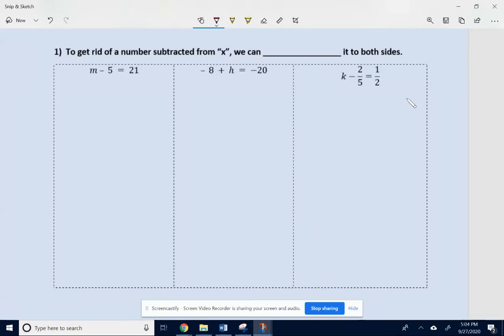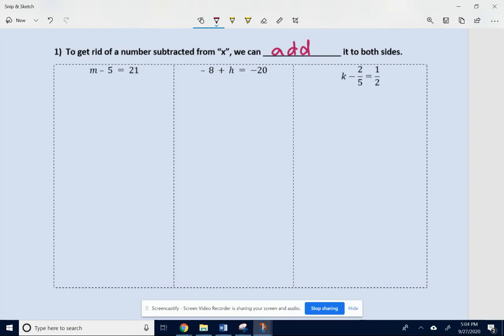Okay, so the first type of problem we're going to look at is when you have a number subtracted from your variable. To get rid of a number subtracted from your variable, usually x, we can add it to both sides. Okay, so let's look at some problems.